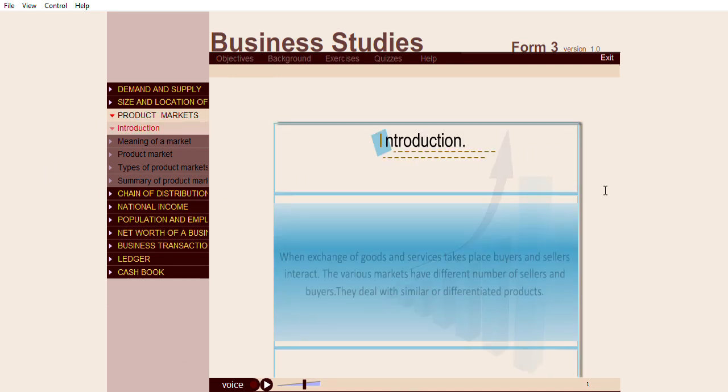Introduction. When exchange of goods and services takes place, buyers and sellers interact. The various markets have different numbers of sellers and buyers. They deal with similar or differentiated products.